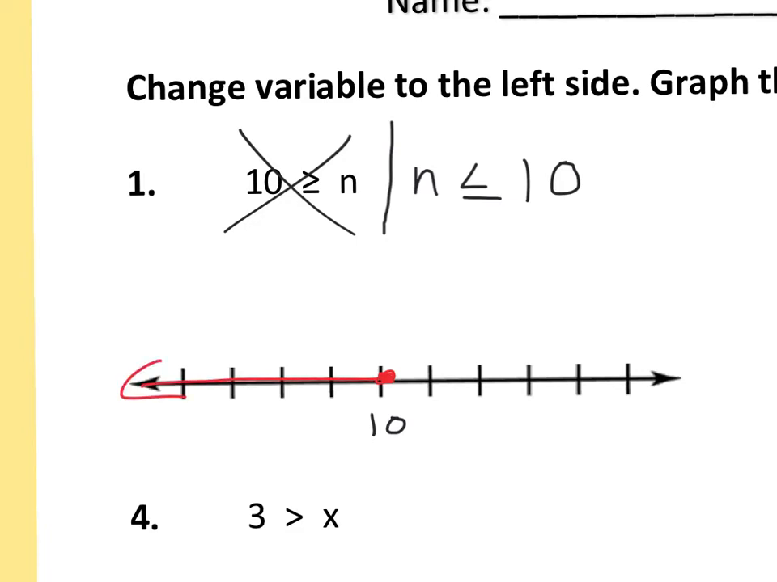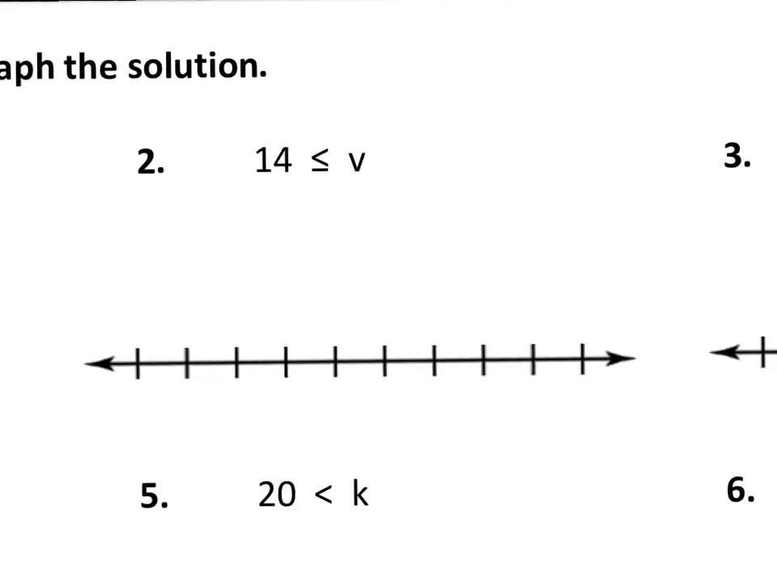Okay, so let's take a look at number 2 now. Number 2, we're going to flip it around because the variable is on the wrong side. So again, I like to draw my mirror, and it's looking at itself in the mirror, so it just looks like that. We didn't change the value. It's now v is greater than or equal to 14. So there's 14. It's a full circle because it is an equal sign, and then we graph with the arrow going that way.